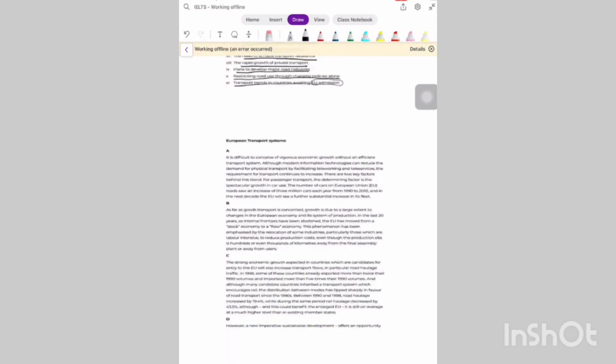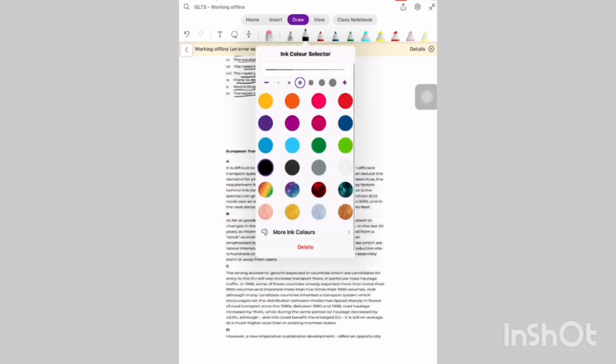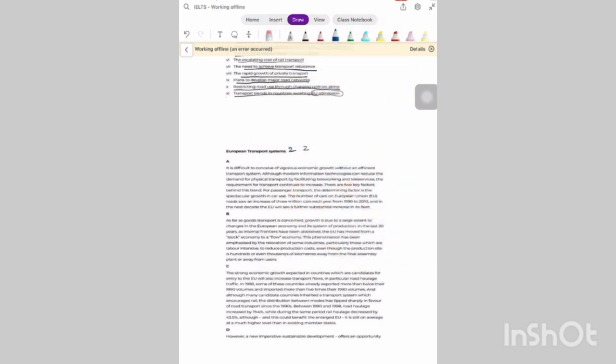The first para included in the task is para A. My trick said to read the first two lines and the last two lines, so I'm going to do exactly that. It is difficult to conceive of vigorous economic growth without an efficient transport system. Although modern information technologies can reduce the demand for physical transport by facilitating teleworking and teleservices, the requirement for transport continues to increase. And the last two lines are this.